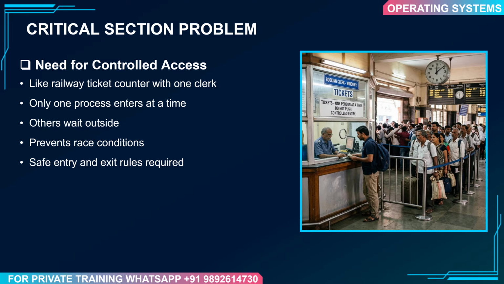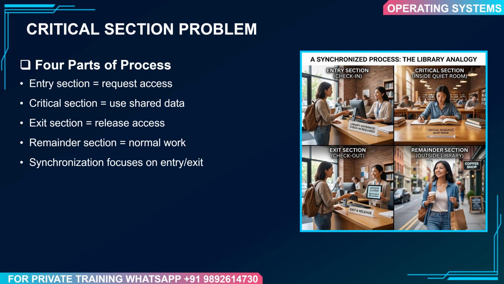The critical section problem is essentially the challenge of designing a rule system for safe entry and exit. A process that uses shared data is usually viewed in four logical parts. First comes the entry section, where the process requests permission to enter the critical section. Then comes the critical section itself, where shared data is accessed. After that comes the exit section, where the process signals that it is done and releases access. Finally comes the remainder section, where it performs all other normal work unrelated to shared resources.